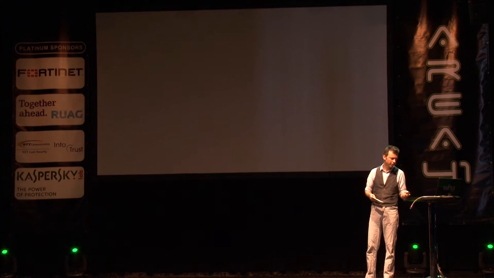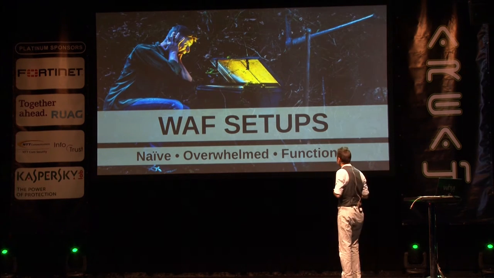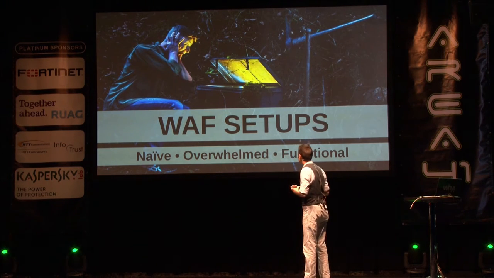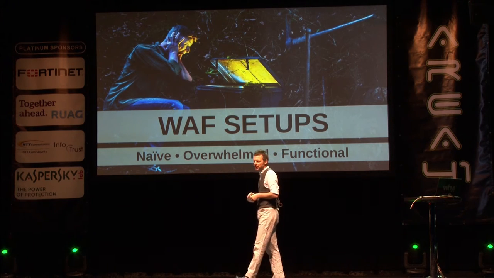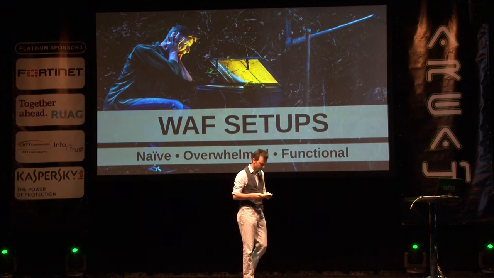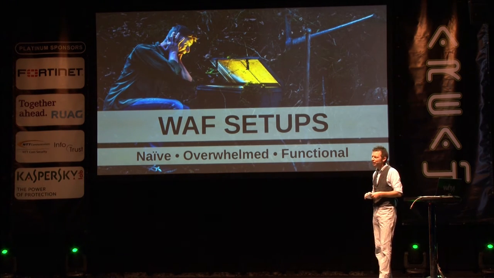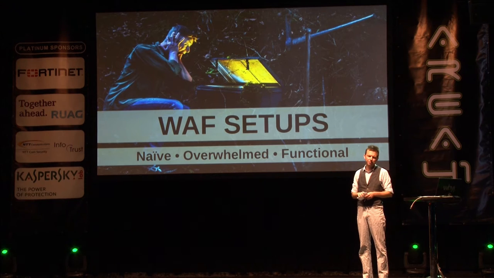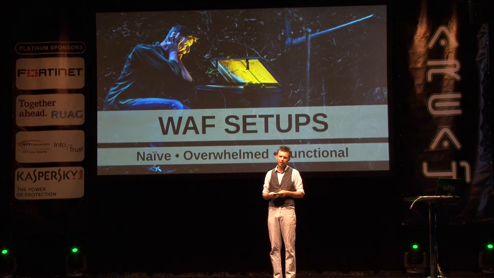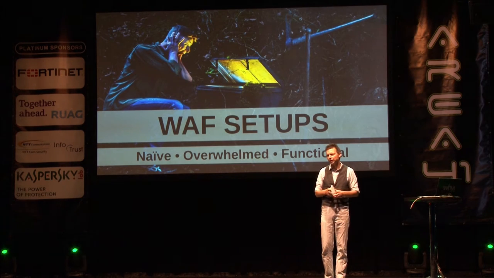So, web application firewalls, that's how a web application firewall install looks very often. I see three different kinds of setups. There are the naive setups, the overwhelmed setups, and in rare cases, functional setups. What is a naive WAF setup? A naive one is where the administrator, or at least his manager, thinks that the WAF is functioning. The complete lack of false positives could point them in a direction that the WAF is actually not working properly. It's probably not enabled. It's probably deployed out of band.